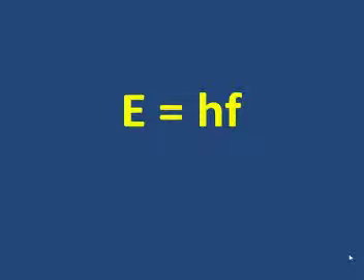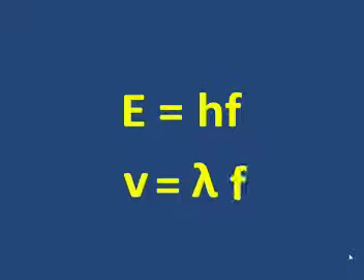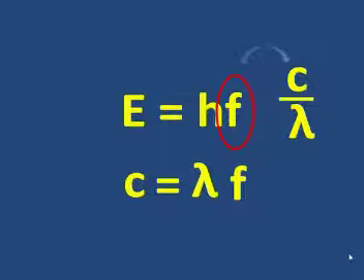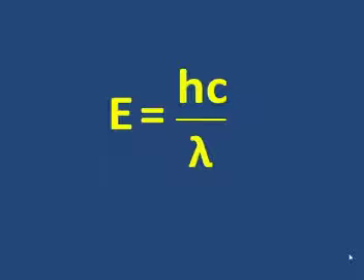So E equals hf. Now, it's helpful to remember the velocity of a wave is wavelength times frequency. Here we're dealing with light, and the velocity then is c, and we can solve for the frequency and rewrite that as c over lambda. So if we have the wavelength of a particular light, we can write E is equal to hc over lambda, another expression for the energy of the photon.